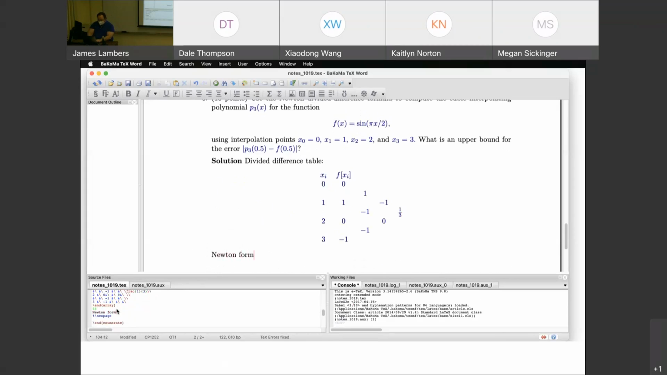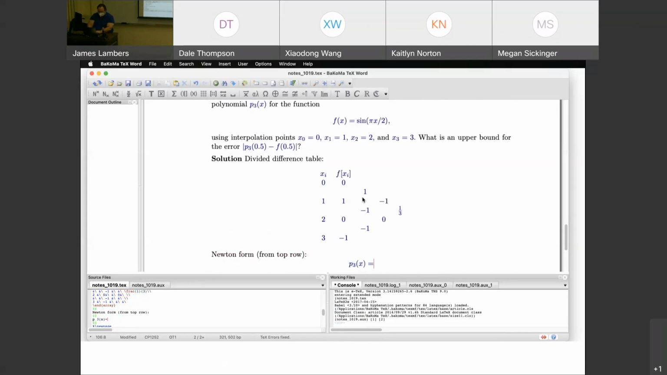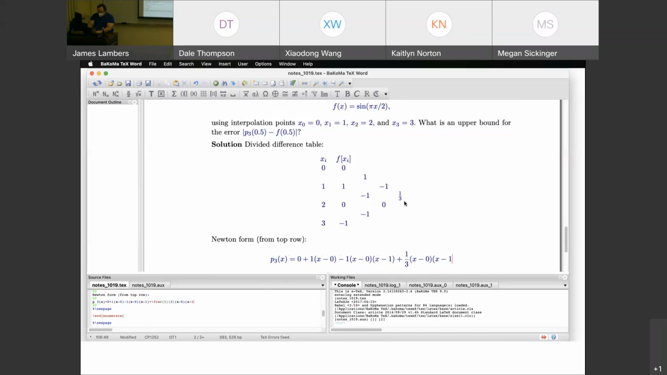So then you can read across the top row. You write out the polynomial. So the first divided difference is just a constant term, so it'd be 0. And then 1 times x minus 0. And then we have -1 times x minus 0 times x minus 1. And then plus 1/3 times x minus 0, x minus 1, x minus 2.